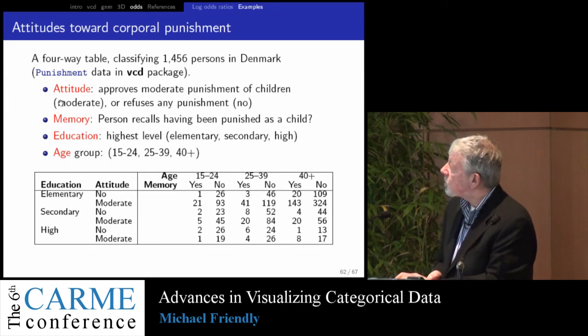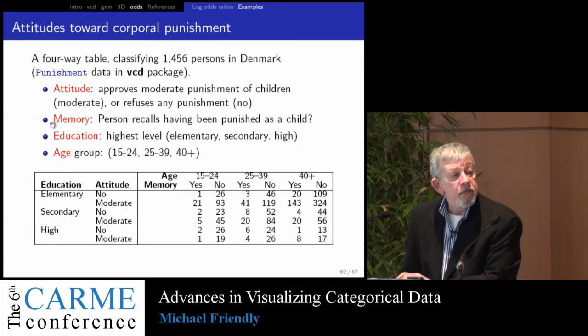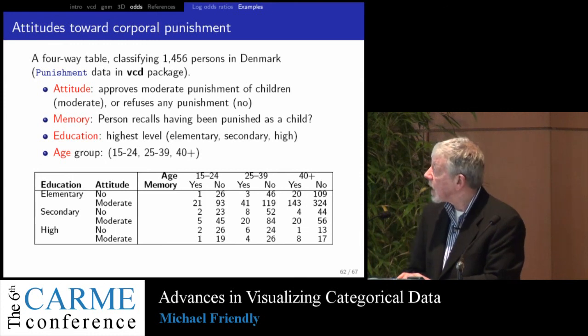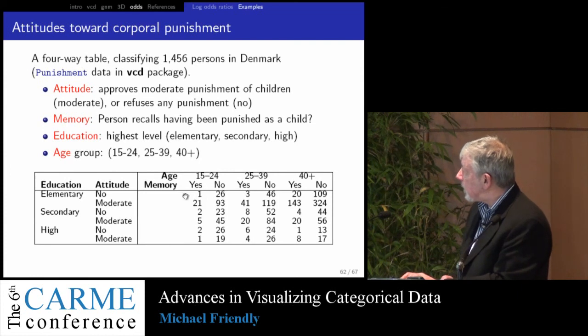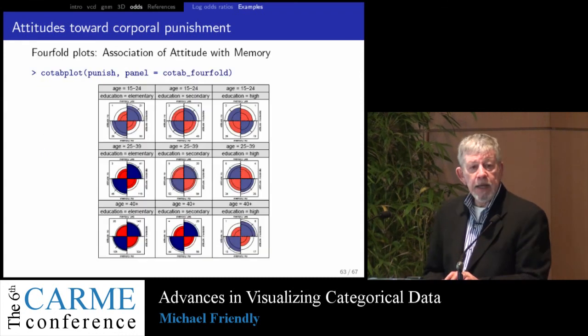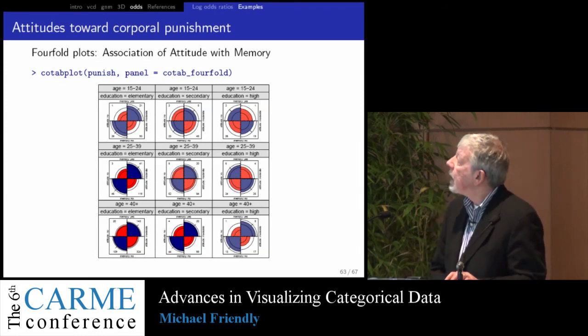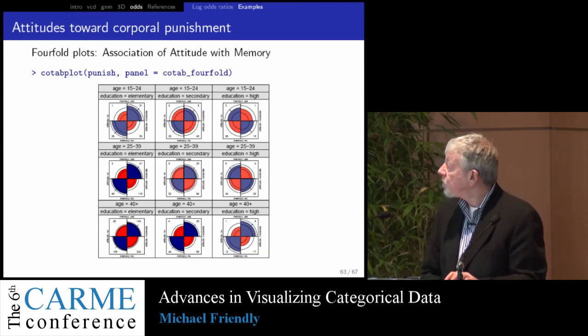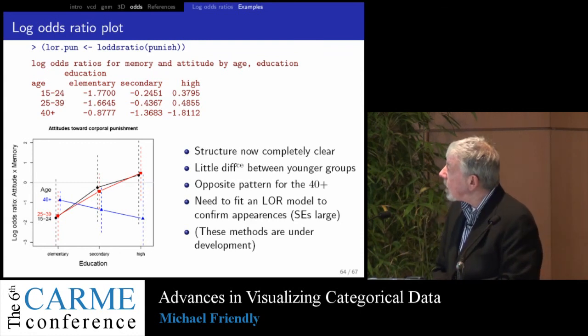But here I'm going to focus on, is attitude about corporal punishment associated with their memory of whether they were punished as a child in relationship to age and education. So here are the frequencies. You can see that some of the frequencies are fairly small. Here's a set of mosaic displays. The cotabplot function in the vcd package can take an arbitrary panel function in a trellis-like display. Here's a plot and the calculation of these log odds ratios.